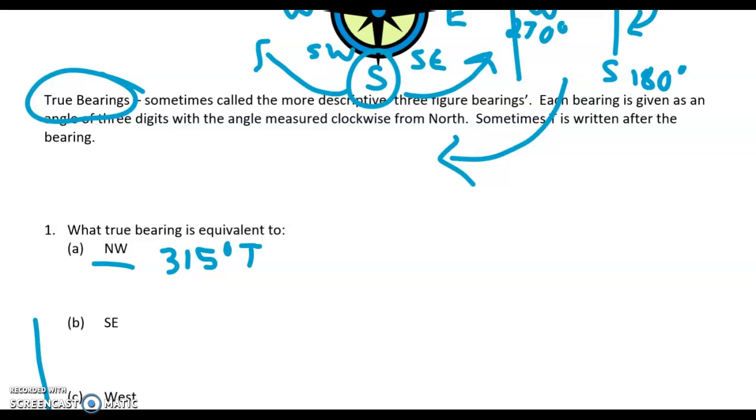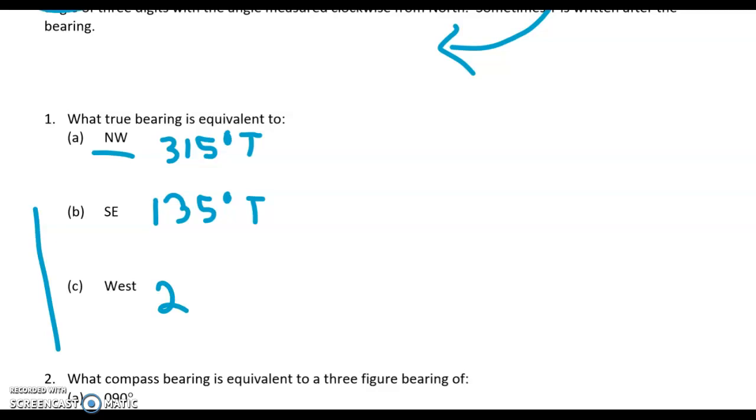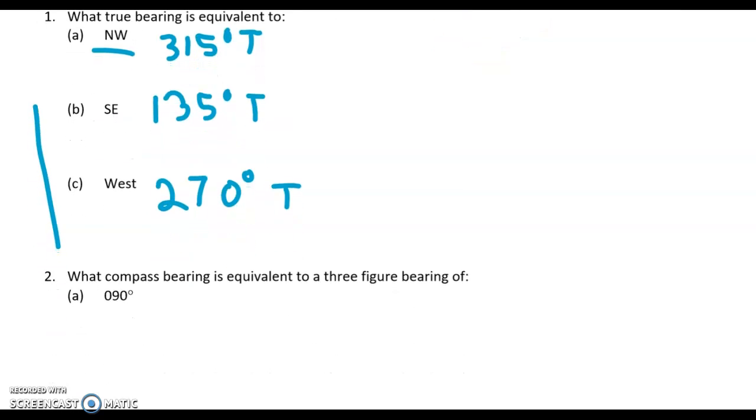True. Southeast, that's going to be in the second quadrant, 45 degrees further from 90, which is 135 degrees true. West, well, that's 270 degrees true. Now let's do the reverse.